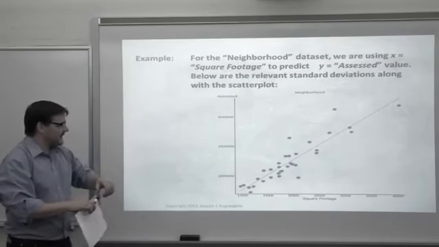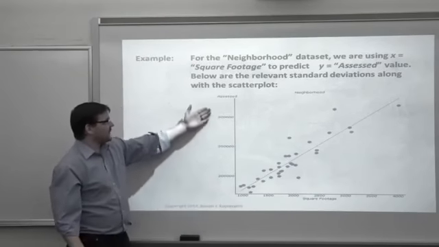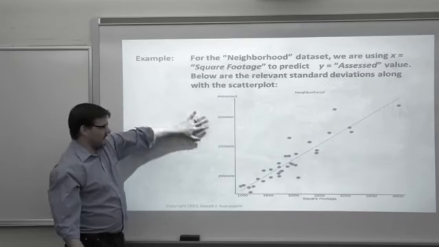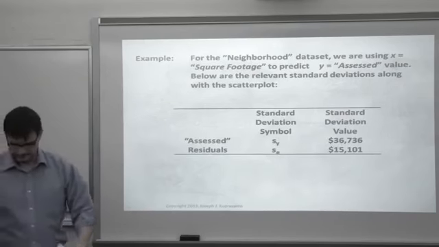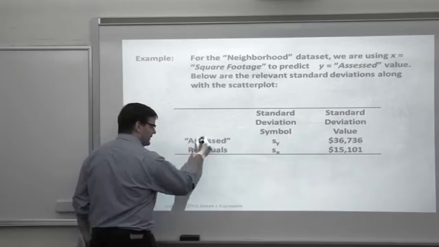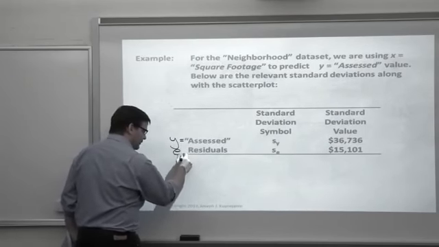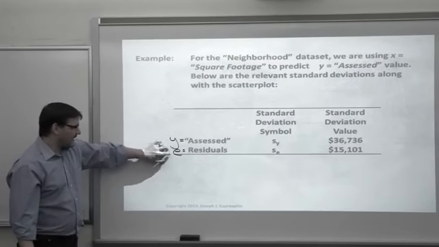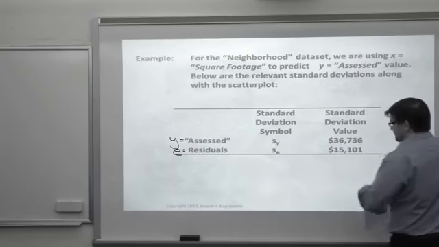Example, neighborhood data sets. We've been looking at this off and on. We'll use square footage of a house to predict assessed value. Below are the relevant standard deviations along with the scatter plot. So let me see what this next slide looks like. All right. I've got two numbers here. Remember, assessed value, this is Y. And residuals, if you want to put a variable name, we'll call that E for error. So Y and E.